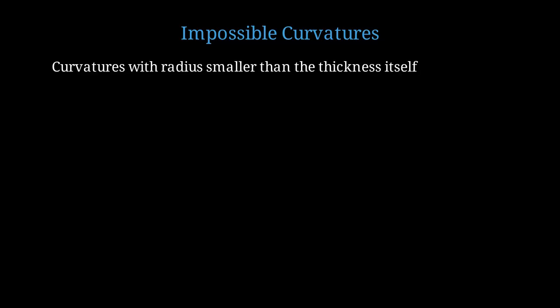This brings us to the concept of impossible curvatures. What do we mean by this term? We're talking about curvatures where the radius of curvature is smaller than the thickness of the material. This would be impossible for thicker materials. Mathematically, we're in a regime where r is less than h. For a macroscopic sheet of paper, this would mean rolling it into a cylinder narrower than the paper's thickness, which can't be done without crumpling.